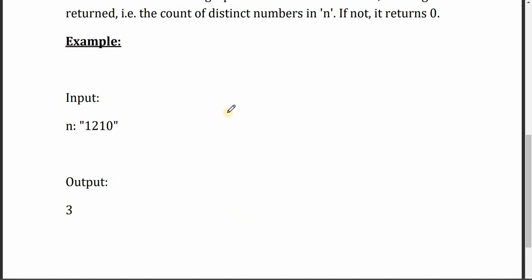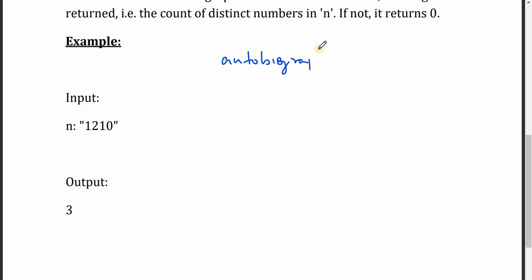Let's understand this problem. The number is called an autobiographical number. Let's take a number, and suppose it's a 4-digit number. This is the thousands place, hundreds, tens, and ones. And we know the index starts from 0, so 0, 1, 2, 3. We will be calling these the 0th index, first index, second index, and third index.